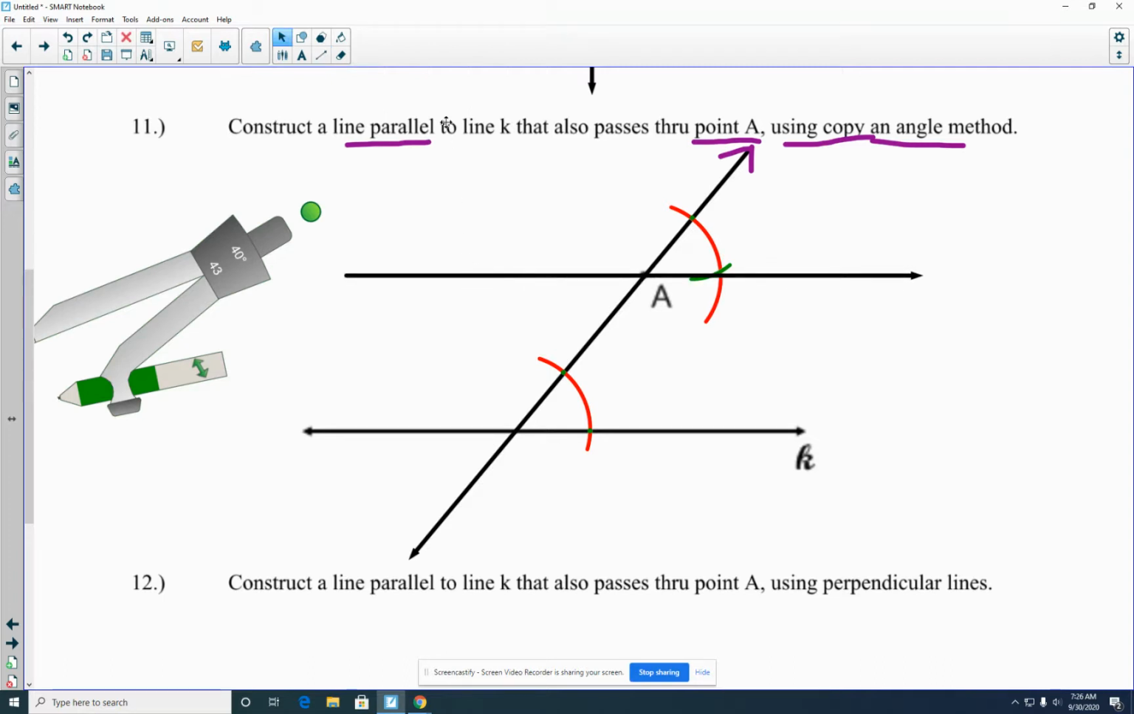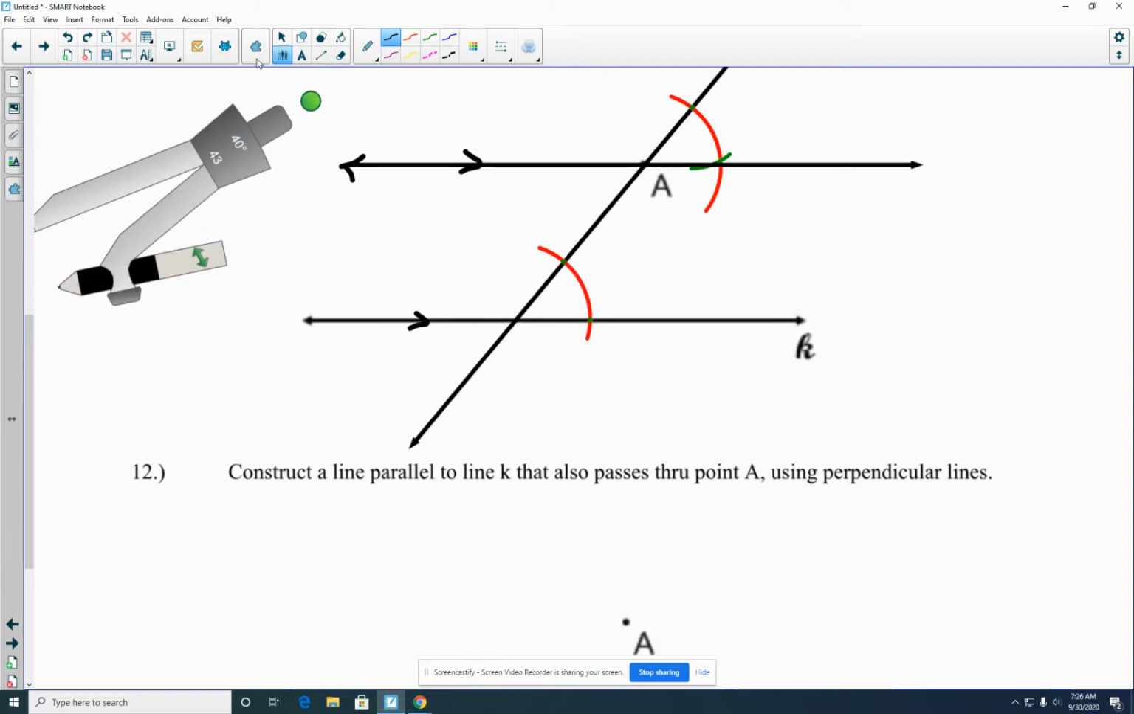Perfect. And now this is a line that's parallel. So we should have an arrow on both ends. To show that they're parallel, you can actually put the two arrows on the lines as well. Remember, video, you can stop, rewind, pause, so on and so forth. So that's how you copy an angle and get parallel lines.